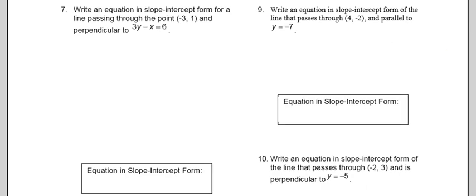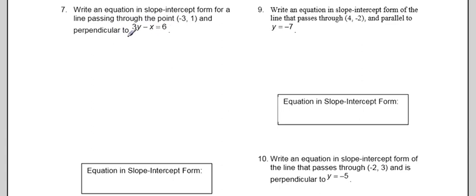Number 7. Write an equation in slope-intercept form for a line passing through negative 3, 1 and perpendicular to 3y minus x equals 6. Well, perpendicular goes back to that song. The numbers are flipped and the signs are opposite. These are perpendicular. Cool.